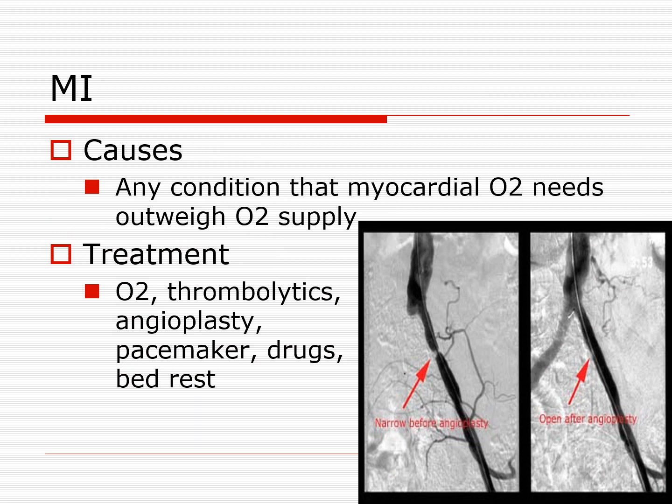An MI is caused by any condition where myocardial oxygen needs outweigh oxygen supply. The things we need to do, again, are thrombolytics, angioplasty, a pacer, drugs, bed rest, oxygen. We need to open up the clogged vessel there.